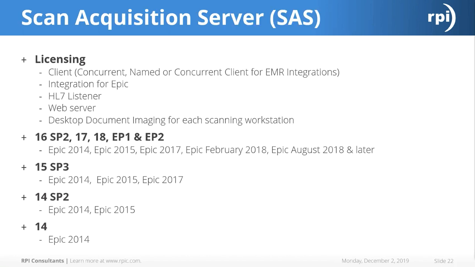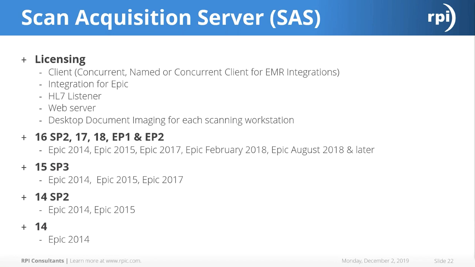And then for the scan acquisition server, again, you would need one of the clients, the integration for Epic, HL7 listener, web server, and you would definitely need a desktop document imaging for each scanning workstation. So you're going to be scanning, you need a scanning license. The versions that are supported are listed below.